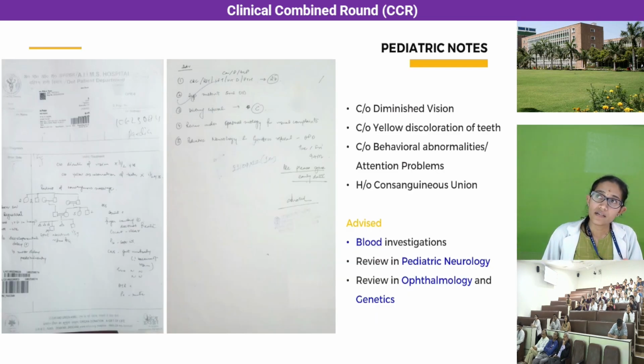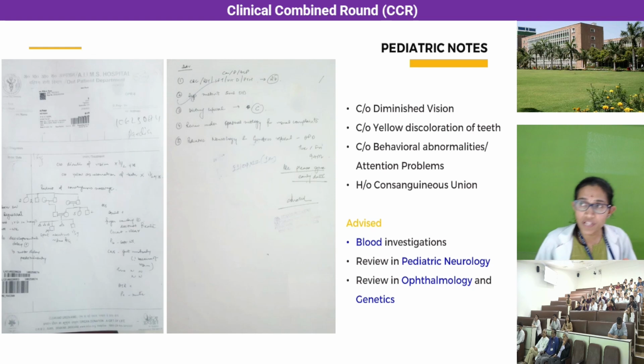In pediatrics, the mother complained of diminished vision, yellowish discoloration of teeth, and behavioral abnormalities and attention problems, and also gave a history of consanguineous union. So from the pediatrics department, it was advised to go for blood investigations, review in pediatric neurology since the patient was having behavioral abnormalities and attention problems, followed by review in ophthalmology due to diminished vision, and genetic evaluation.